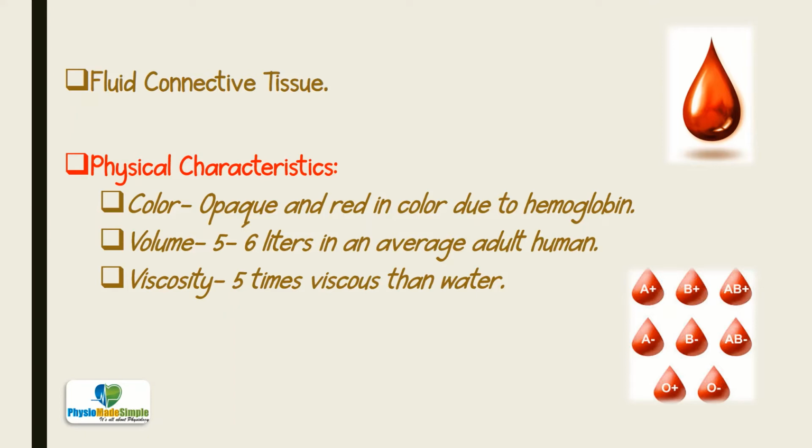Viscosity, that is the thickness of blood. It is 5 times more viscous than water. And telling about its pH, that is 7.4, which is slightly alkaline in nature. A neutral pH is 7 and a pH towards the acidic end is below 7. So here the pH of blood is 7.4, that is slightly alkaline in nature. So these are the physical characteristics of the fluid connective tissue called blood.